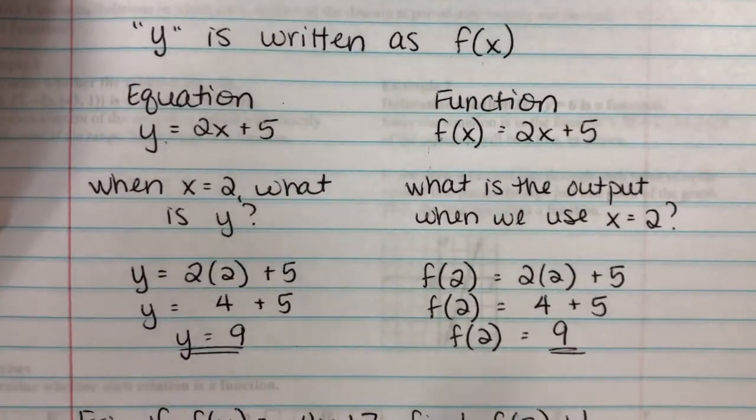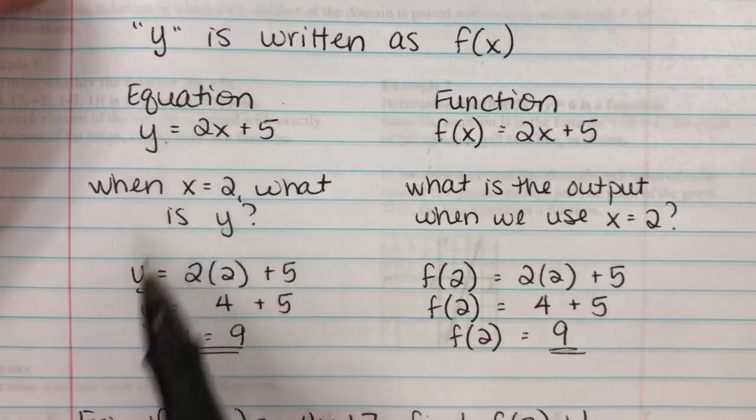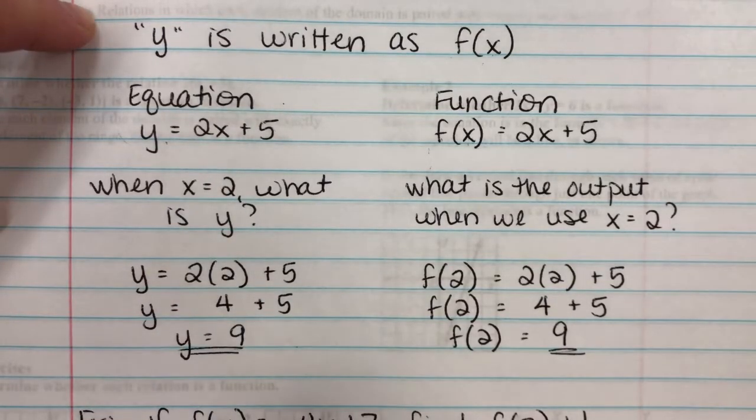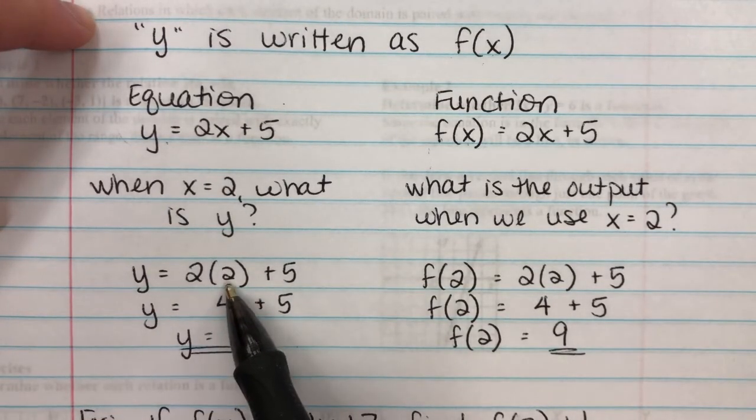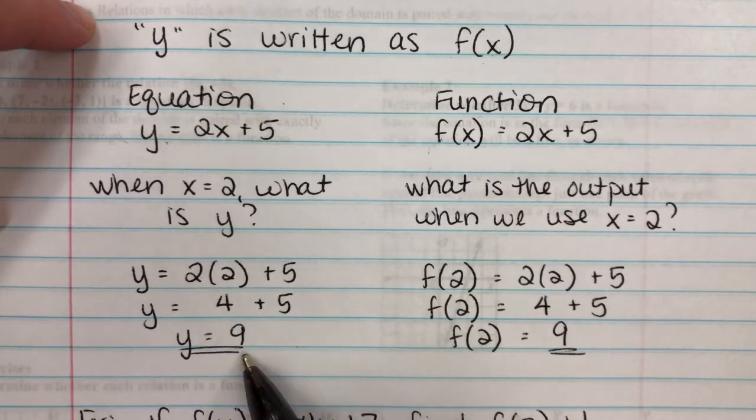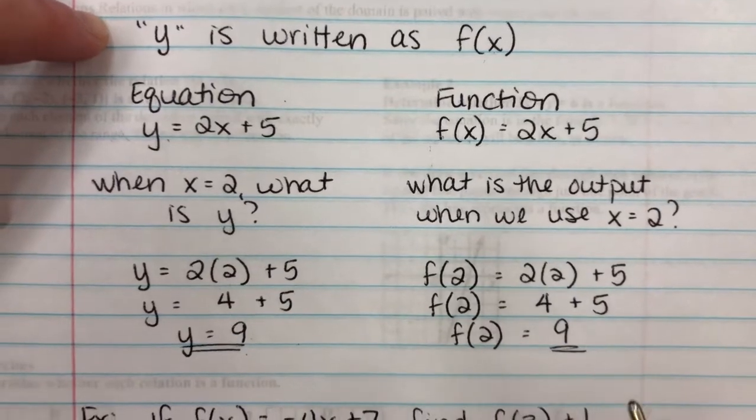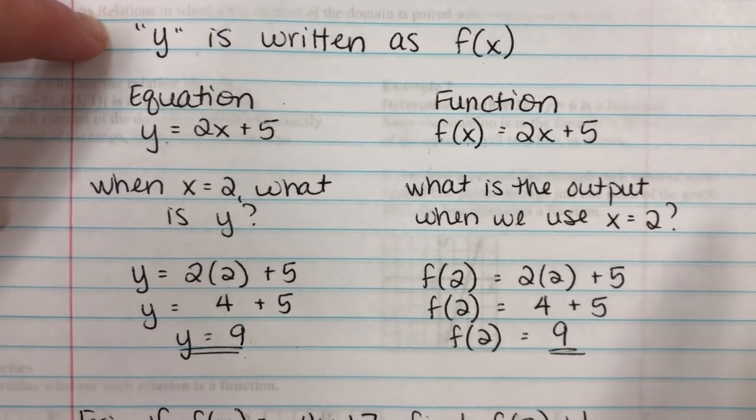So what do I mean by that? If I were to use this equation and say, what is y when x equals 2? I would just plug in a 2 for x. 2 times 2 is 4. 4 plus 5 is 9. Y equals 9, right? It's the same exact thing. We're not changing the math. It's the same thing. It's just the notation.